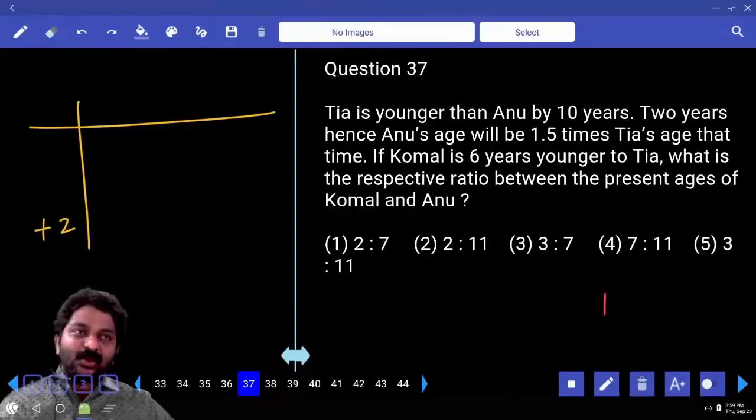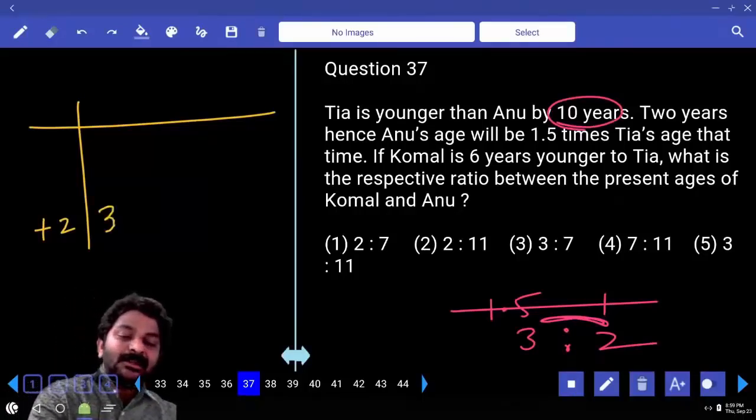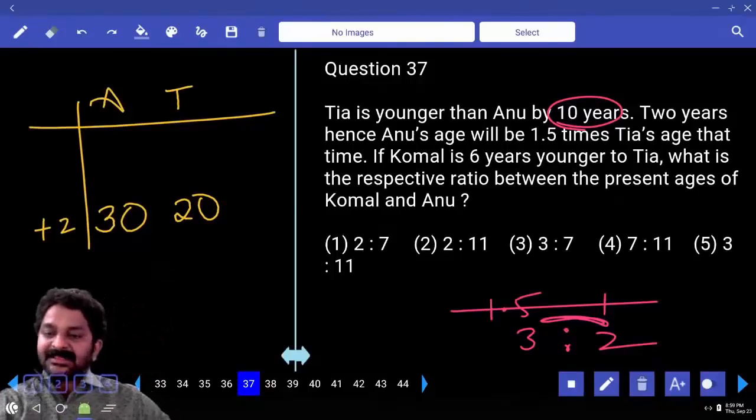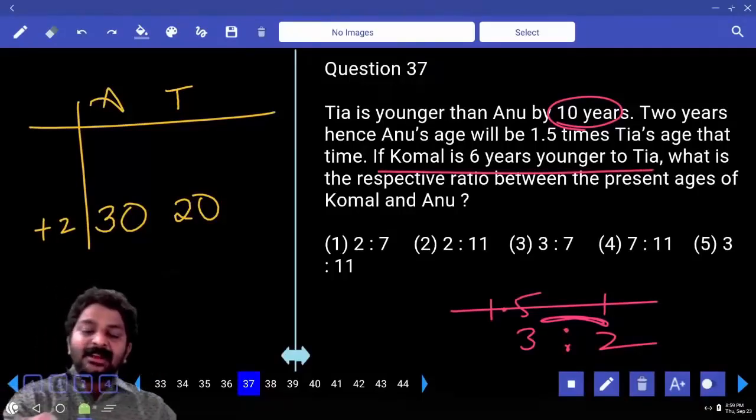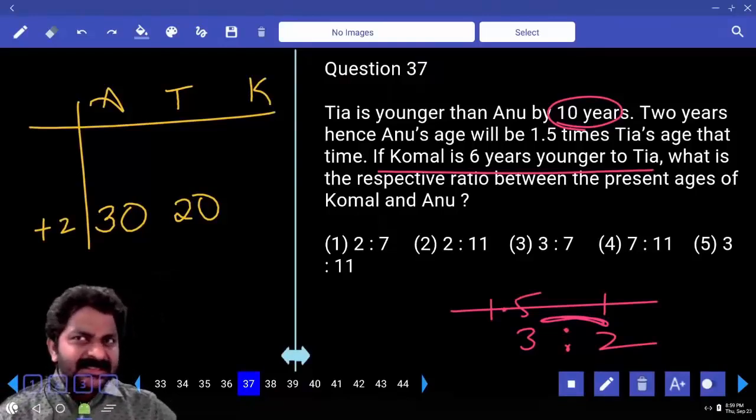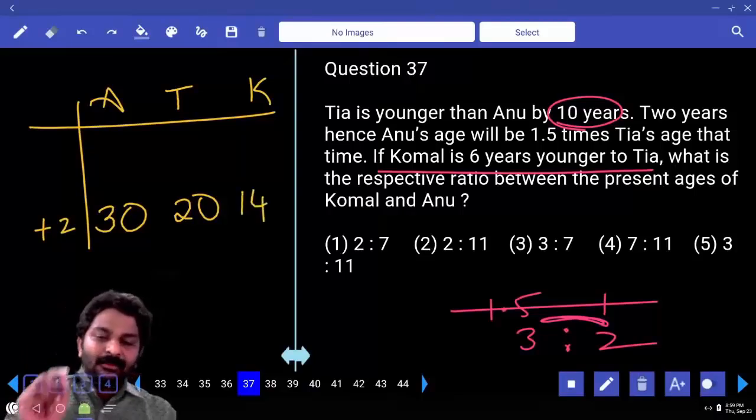If Tia's age is 1, Anu's age becomes 1.5. Or else we can directly take this as 3:2 also. Difference in terms of parts. 1 part is equal to, then 3 parts is equal to, 2 parts is equal to, Anu's age 30, Tia's age 20. Next. If Komal is 6 years younger than Tia, then Komal's age is 20 minus 6 or plus 6? Minus 6. Younger they said, minus 6. That is equal to 14.